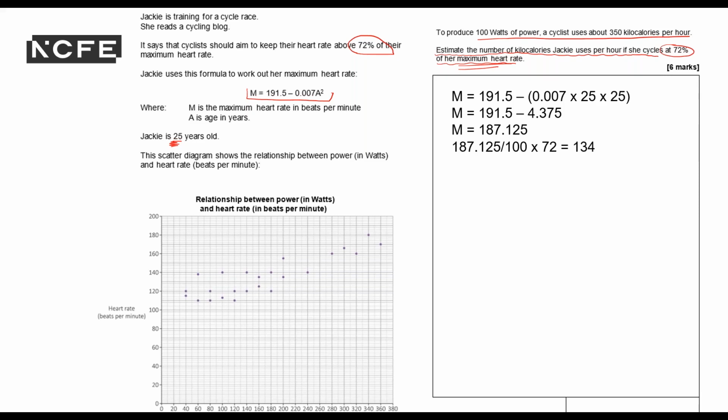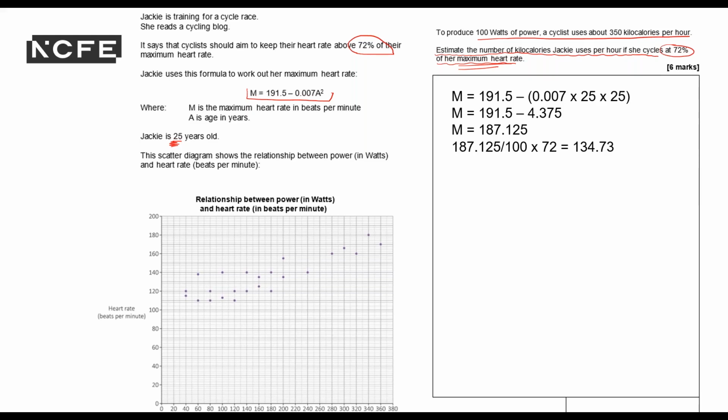So 134.73. Okay, so that is 72% of Jackie's heart rate. So that's how she's cycling. What do I do with that? I want to work out how many watts of power. How do I work out watts of power?